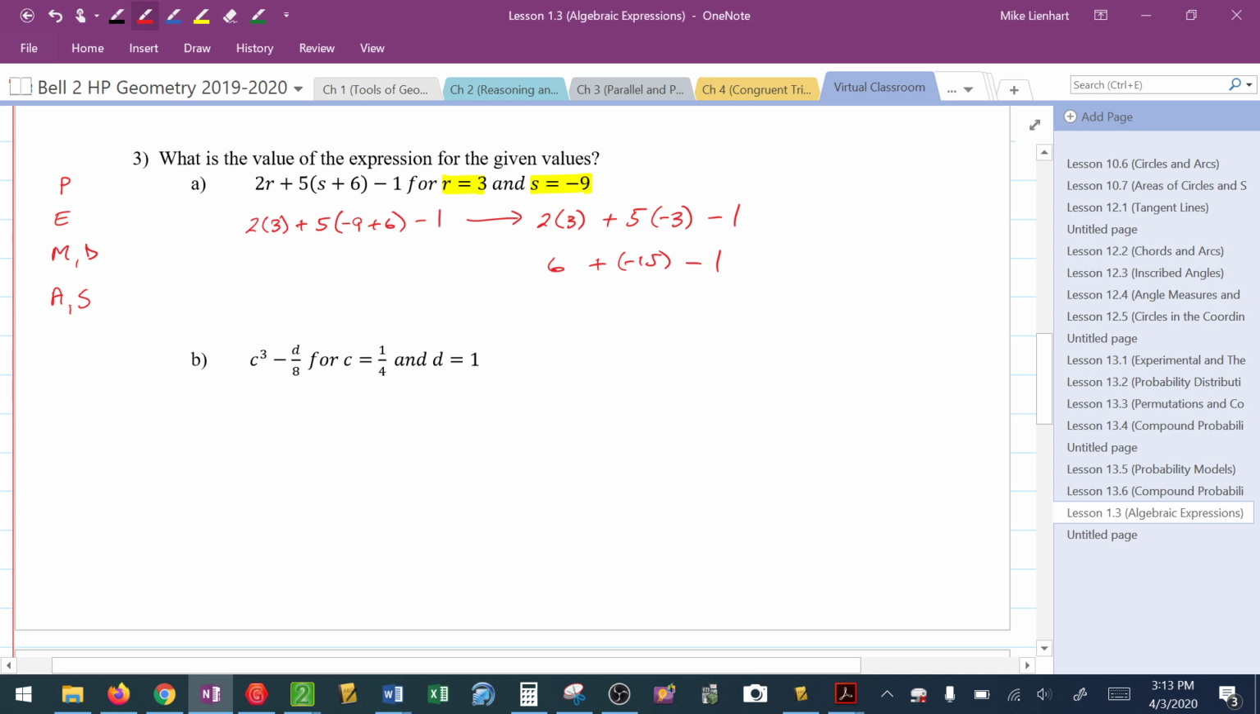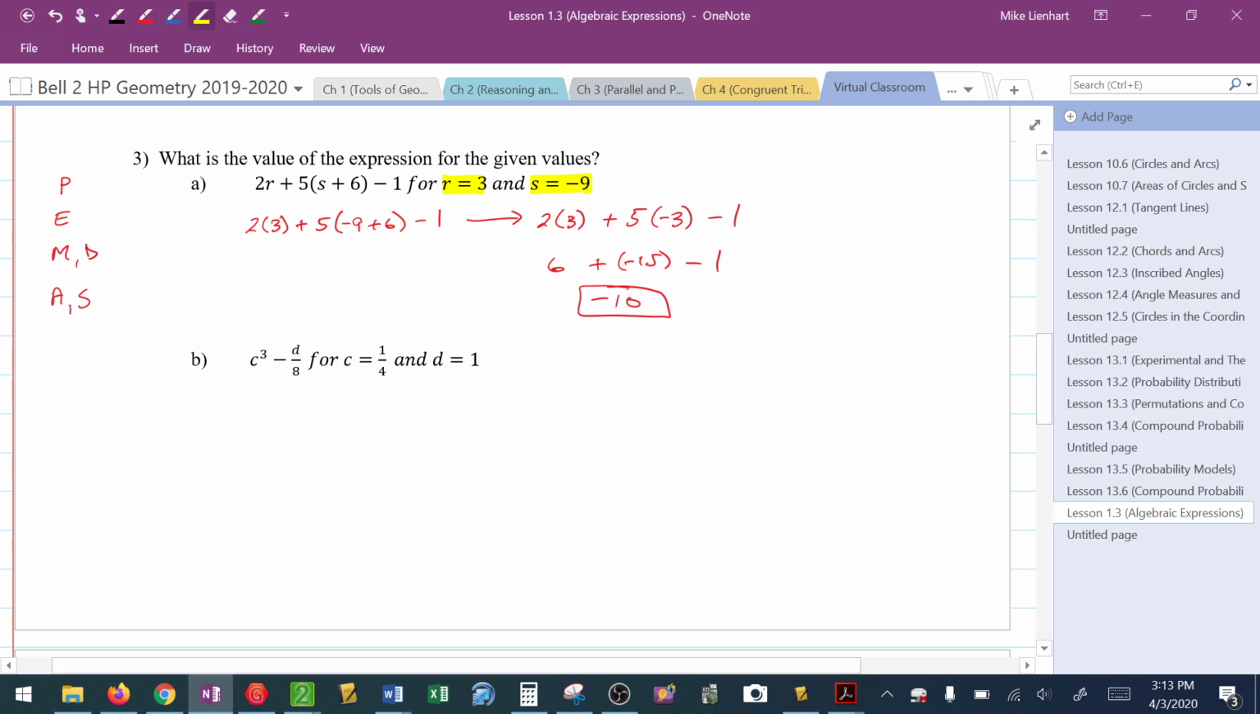All that I have remaining now is addition and subtraction. So I have 6 minus 15 minus 1, which would put me at negative 10. This expression for those values evaluates to negative 10.